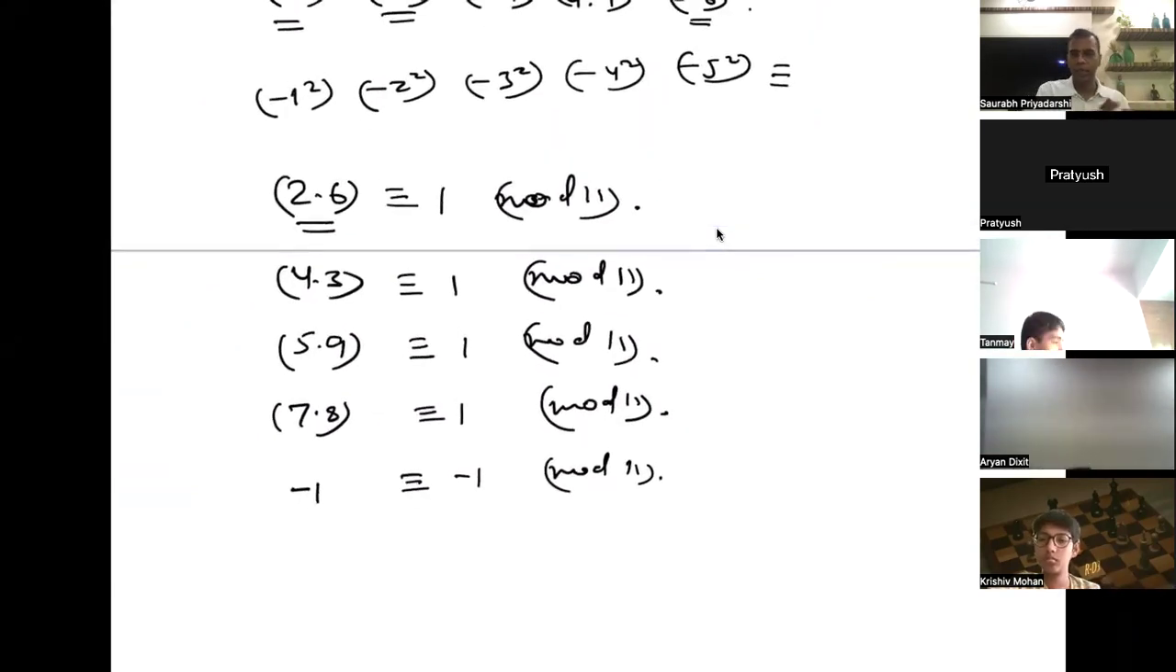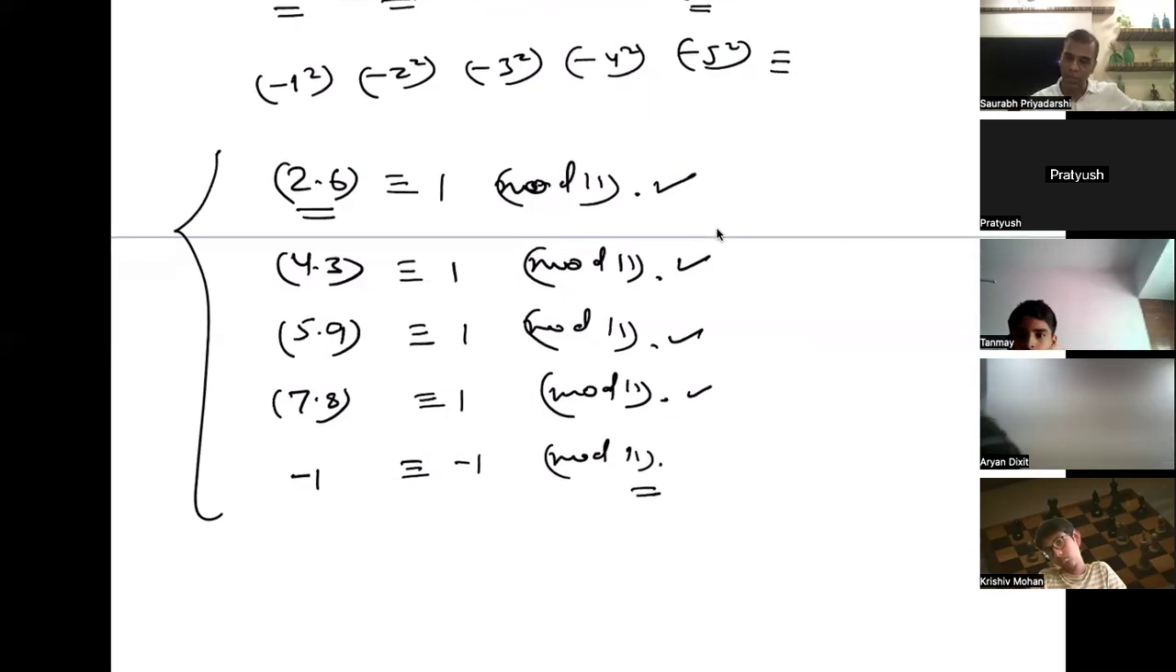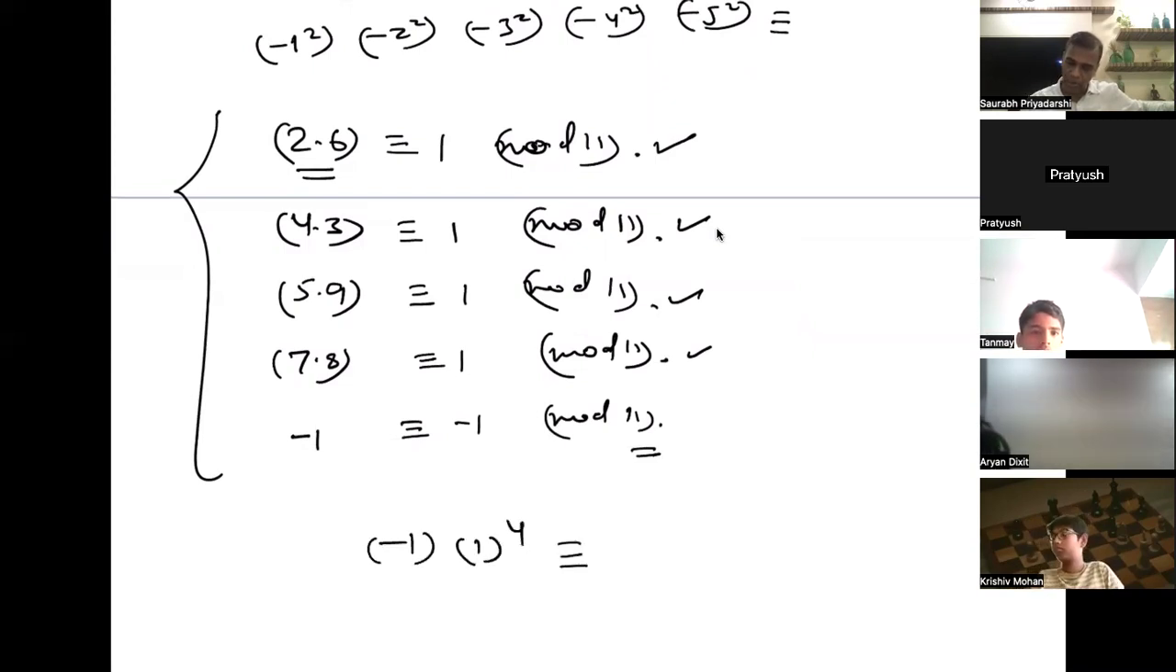Either I can take the squares of this, or I can combine the numbers in such a way that every time we are getting the remainder as 1. If you can see 1, 2, 3, 4, the 4 numbers are giving you 1 and the other number is giving you -1. So multiplication of all these numbers we have to take. So this is -1 into 1 to the power 4, that's congruent to -1 mod 11.